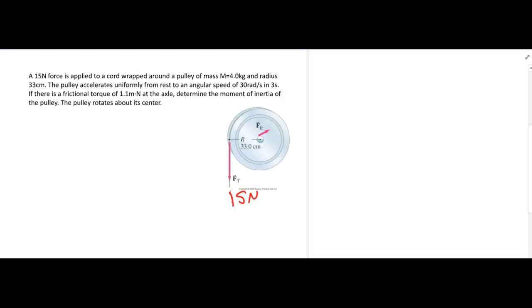The pulley accelerates uniformly from rest to an angular speed of 30 radians per second in 3 seconds. If there is a frictional torque at the axle, determine the moment of inertia of the pulley. So I'm looking for moment of inertia.